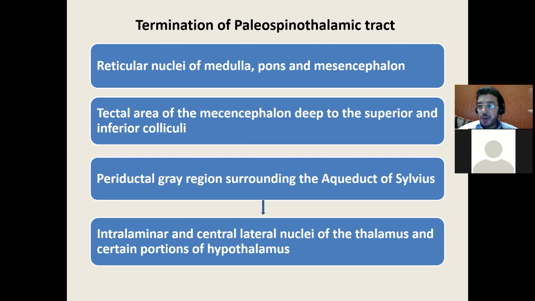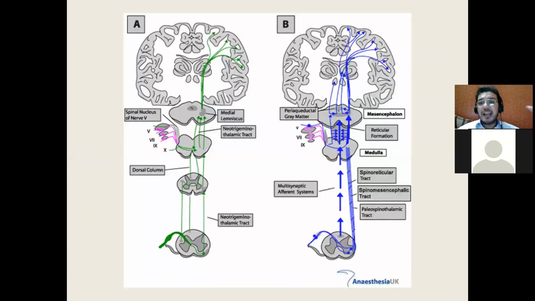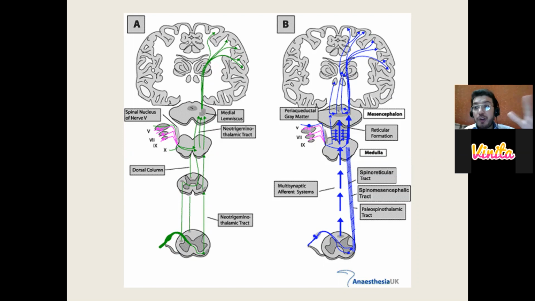So basically, what do you understand here? Please try to understand here. When we talk about two pathways, the neospinothalamic tract actually carries fast fibers, A delta fibers, and the tertiary neurons terminate in the somatosensory cortex. The paleospinothalamic tract carries dull pain, C fibers, with a lot of multiple fibers. It is not one neuron to a second neuron; it is one neuron with 10 more neurons going down. Because it is slow, it terminates in the thalamus and the hypothalamus only. That is something very, very important.